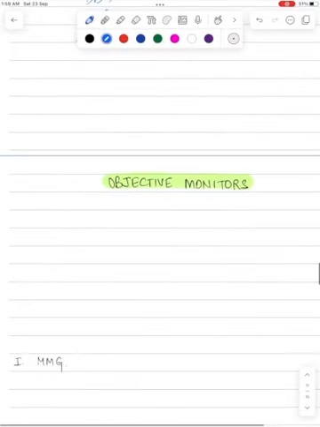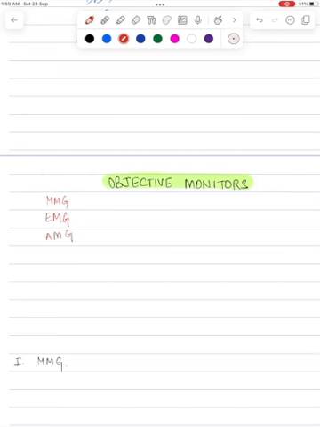So let's talk about the objective monitors. There are several methods that can be used for objective neuromuscular monitoring. We have MMG, which is mechanomyography, where we measure the evoked mechanical response of the muscle. We have EMG, which is electromyography, where we measure evoked electrical responses of the muscle. We have AMG or acceleromyography, where we measure evoked acceleration of the muscle. We have KMG or kinemyography, where we measure evoked electrical responses in a piezoelectrical film sensor which has been attached to the muscle.